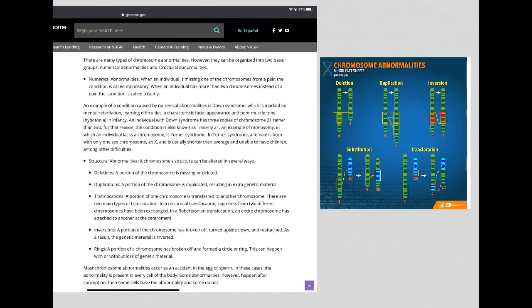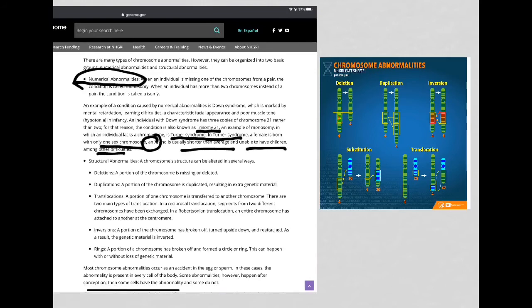So we talked about before extra chromosome or missing chromosome, and that has to do with a numerical issue. So we talked about that for the example, the trisomy 21, or if someone lacks a chromosome, Turner syndrome is another one. And that means a female is born with only one sex chromosome, which is the X, and is usually shorter than average and unable to have children and other issues. Again, remember, it depends on the chromosome. So we talked about numerical abnormalities, but now let's talk about structural abnormalities.